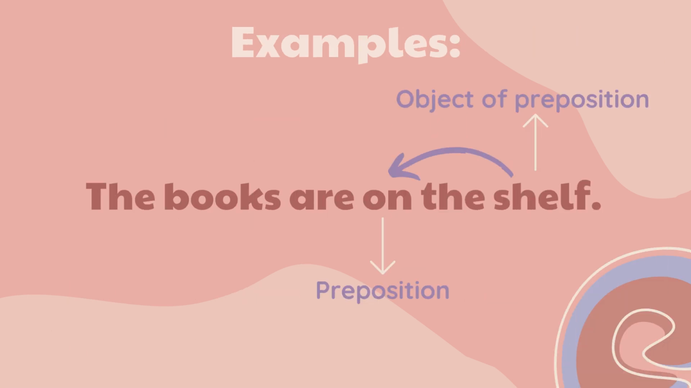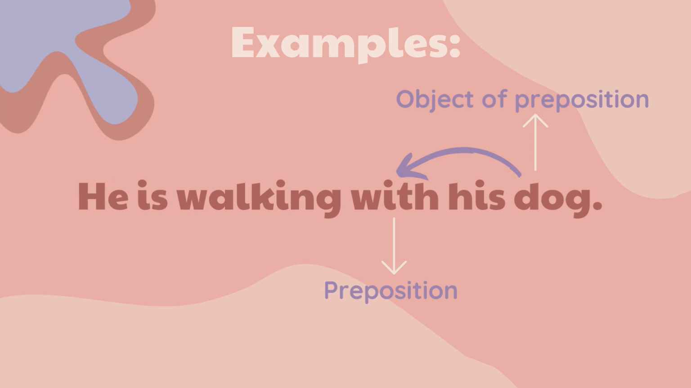Here are some examples that show us how objects of preposition are used. The books are on the shelf. On is the prepositional word, and shelf is the object of preposition. We are showing the position of the books in relation to the shelf. He is walking with his dog. With is the preposition, and dog is the object of preposition that refers to with.